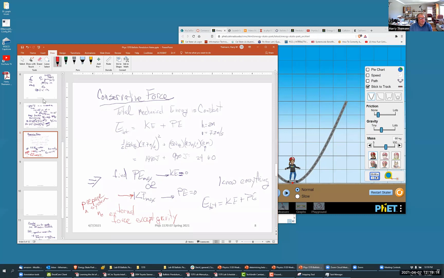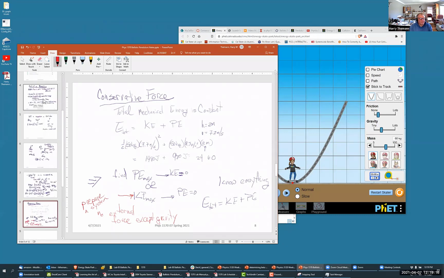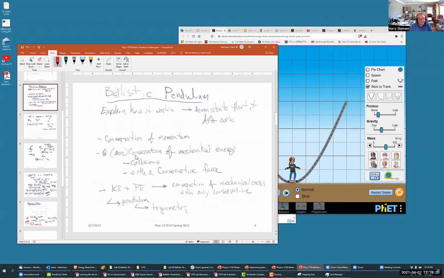Let's take a look here. So conservation of momentum, mechanical energy, and then in collisions, then with a conservative force, and KE and PE. So we've gotten up to there. We haven't looked at a pendulum yet. So we have almost everything we need.